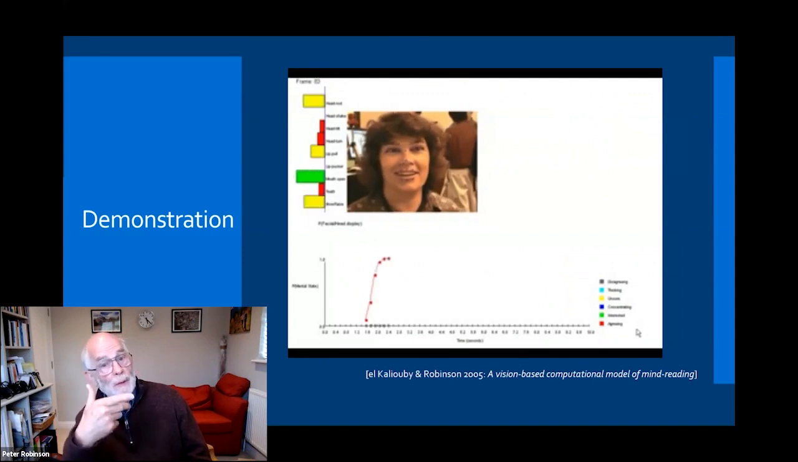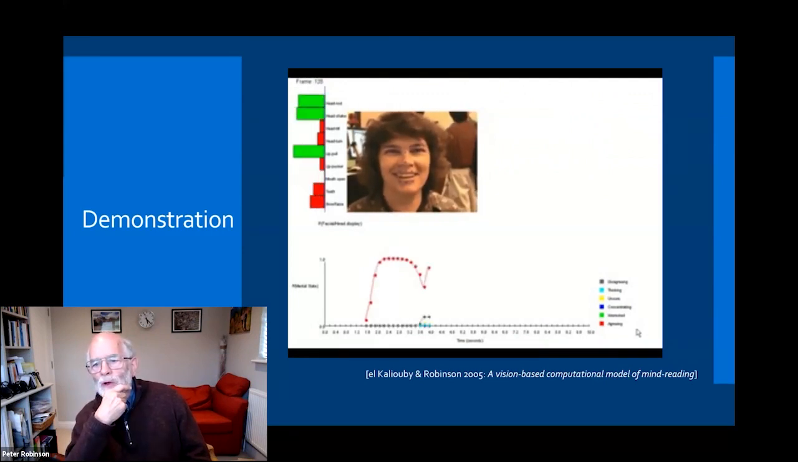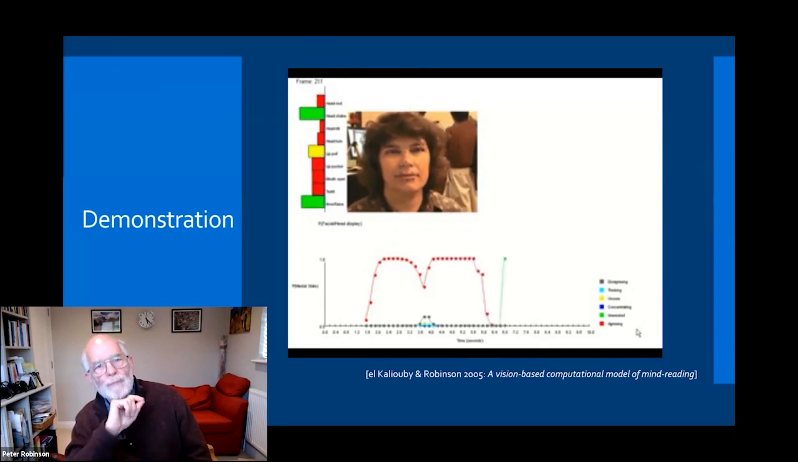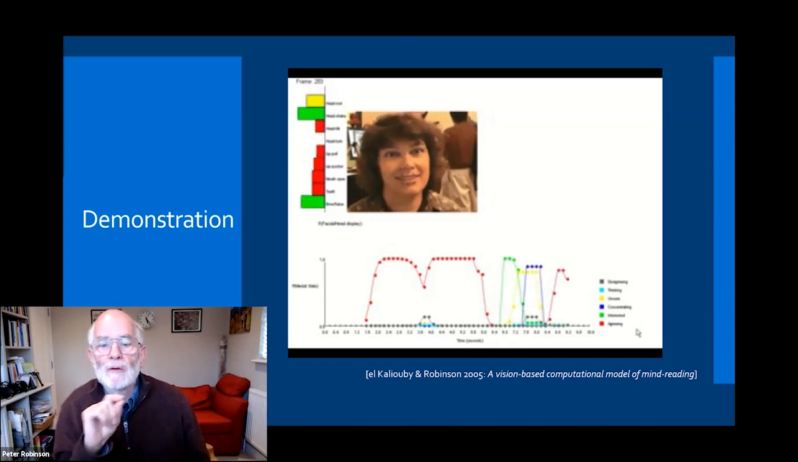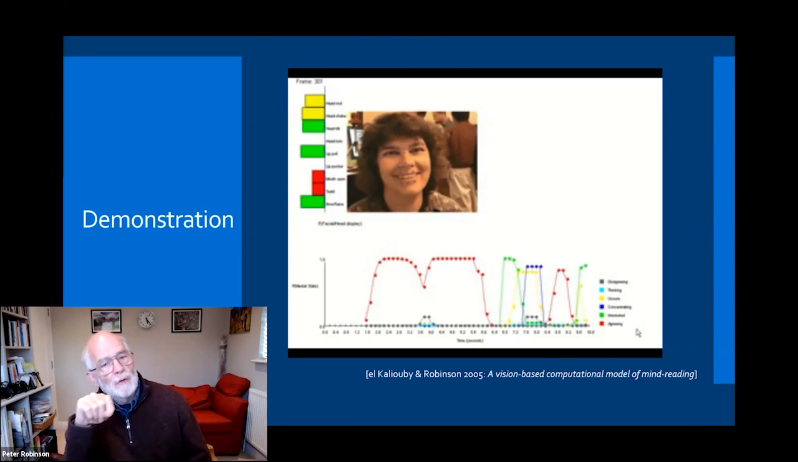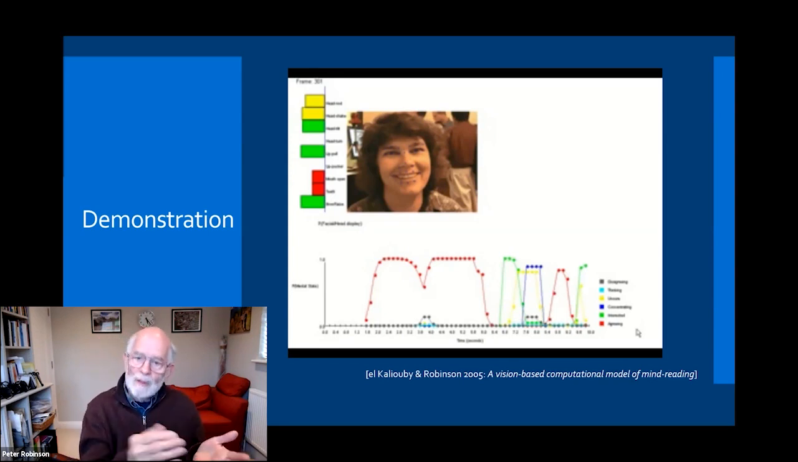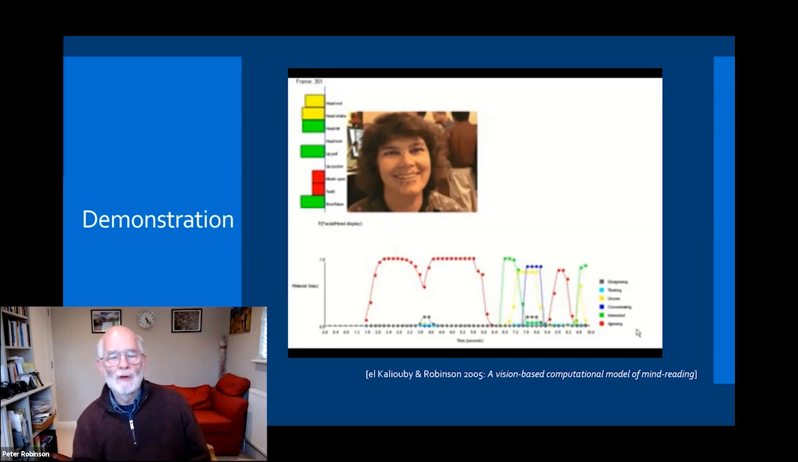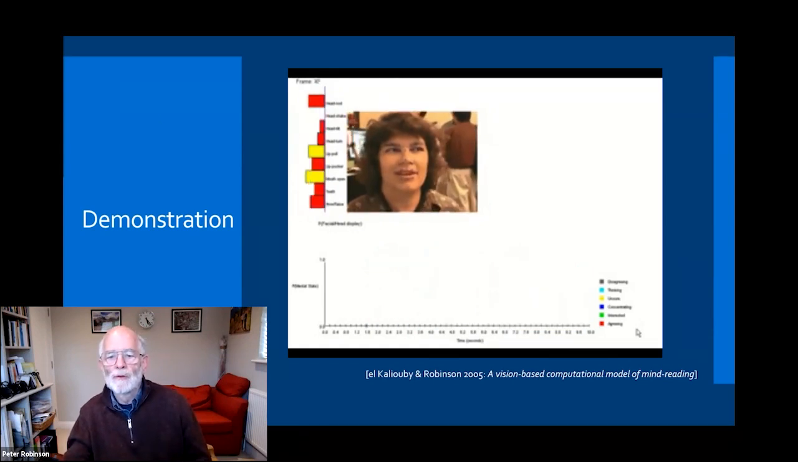And the resulting system operates a bit like this. Here you see somebody who's being asked to act as if she's agreeing. And the little bars on the side are showing the action units and the gestures that she's giving. And the graph across the bottom shows the inferred mental state. The red is agreeing, and you see that after a couple of seconds, the system kicks in. It recognizes some agreement. If I replay it, you'll see this actually happening.